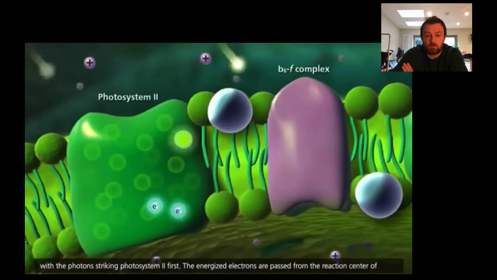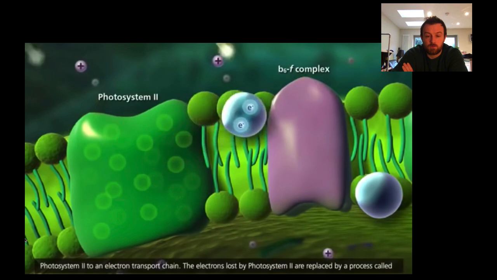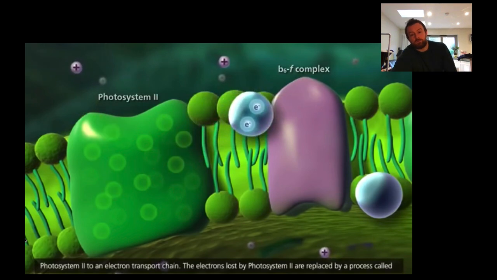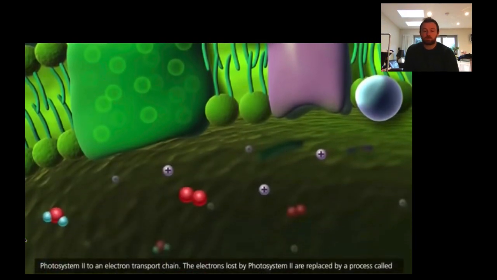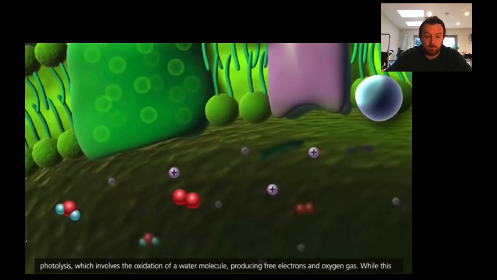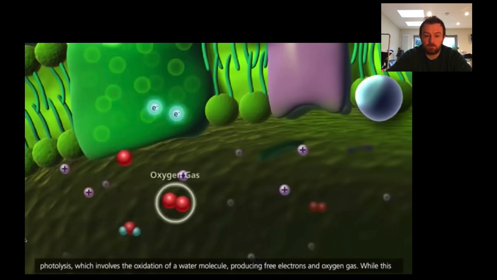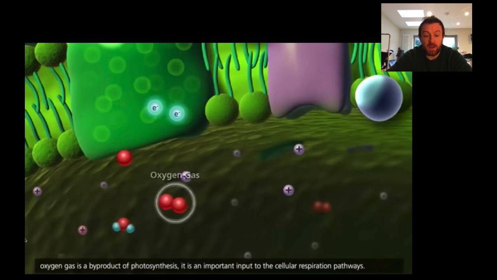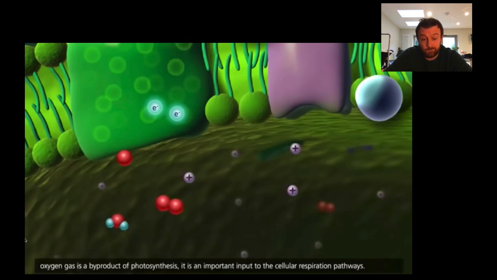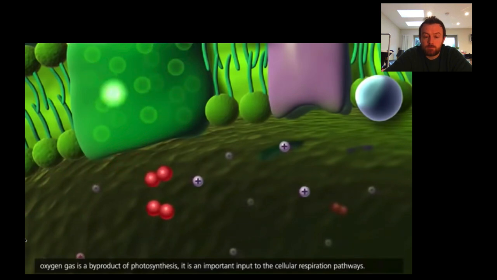The energized electrons are passed from the reaction center of photosystem 2 to an electron transport chain. The electrons lost by photosystem 2 are replaced by a process called photolysis, which involves the oxidation of a water molecule producing free electrons and oxygen gas. While this oxygen gas is a byproduct of photosynthesis, it is an important input to the cellular respiration pathways.